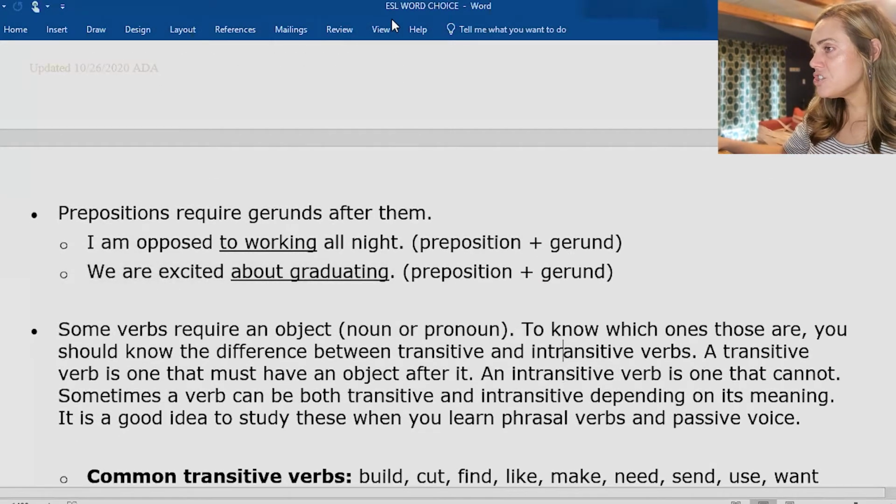Now, I also mentioned that when we are using certain words, sometimes we have to have an object, and sometimes we don't have to have an object. So in this case, this is called the difference between transitive and intransitive verbs. Now, you don't need to remember those words. You just need to know that some verbs require an object. They have to have an object after them because they're transitive. For example, I'm going to build. Build what? I'm going to build a box.